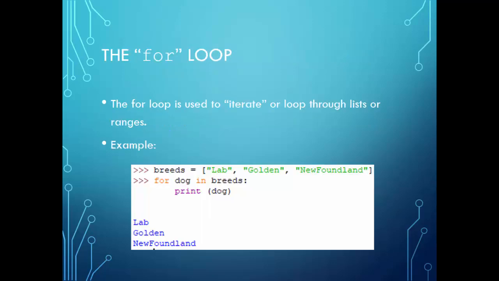Let's look at the for loop first. Again, you can use the for loop to iterate or loop through lists or ranges. If you need something that's going to go through an entire list, as in the very first example, where I created a list of just 3 dog breeds, then for dog in breeds, it's going to look at dog as a variable for each element within that list, and it'll print the dog, and you can see below where the output is.